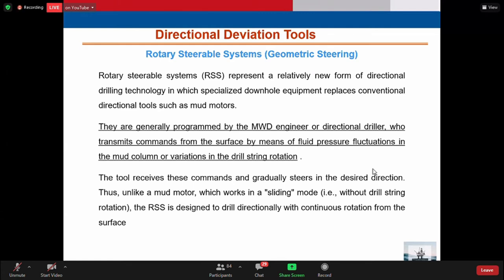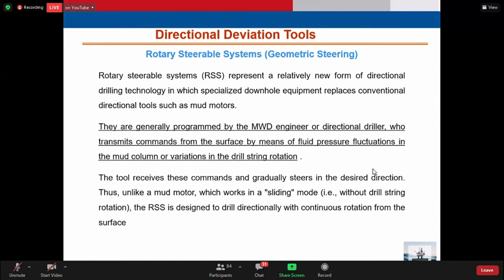Whipstock is very seldom used today. It's the first type, because it is simply a steel wedge. It's installed to start the kick and will require many rotations, many operations and many trips to rotate. So we only have very limited application for whipstock. And another type we mentioned is the jet bit. We mentioned that the jet bit is only limited to be used for soft formation.